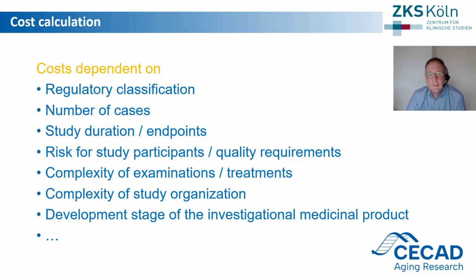So what do the costs in a clinical trial actually depend on? Well, they depend on the regulatory classification, of course, on the number of cases in our clinical trial, on the study duration, on the clinical endpoints, the risk for the study participants, the quality requirements that are connected to that, the complexity of the examinations and of the treatments, the complexity of the study organization, and of course the development stage of the investigational medicinal product.